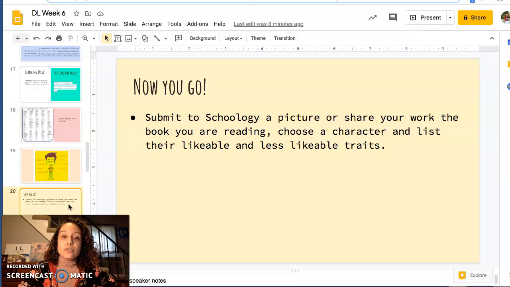So today what you're going to do is you're going to take a picture of your work and think of the story that you're reading and list their likable and less likable character traits.